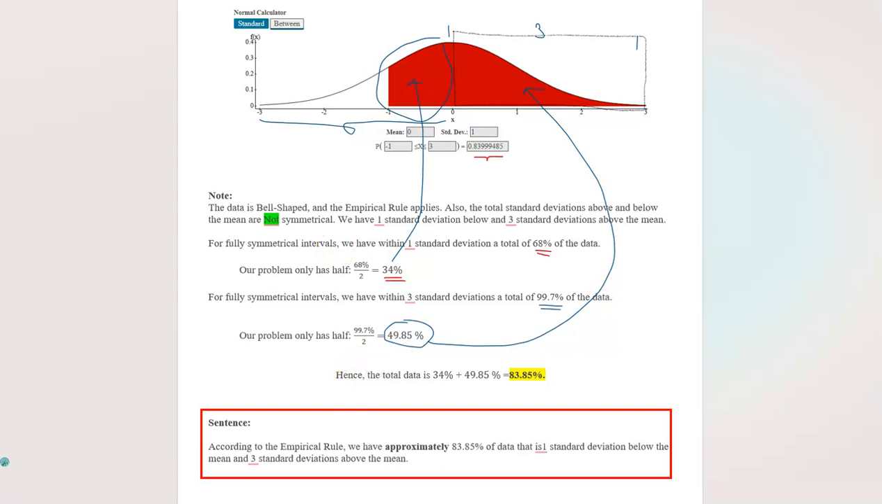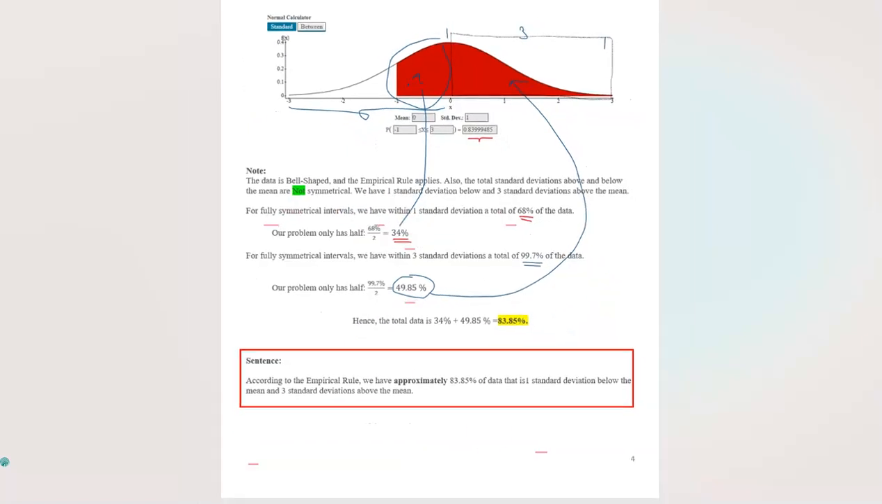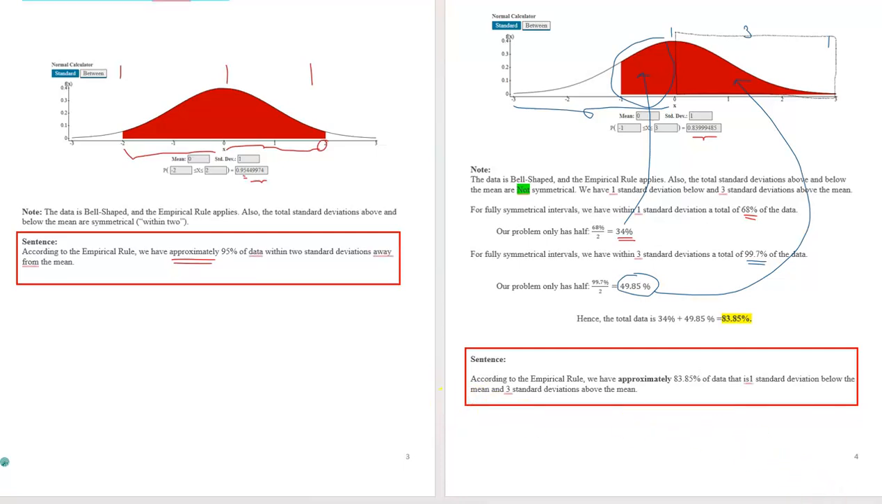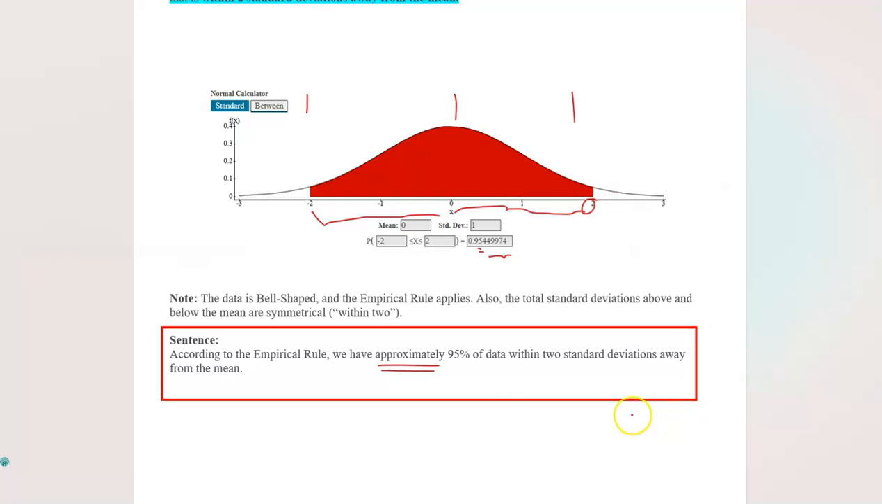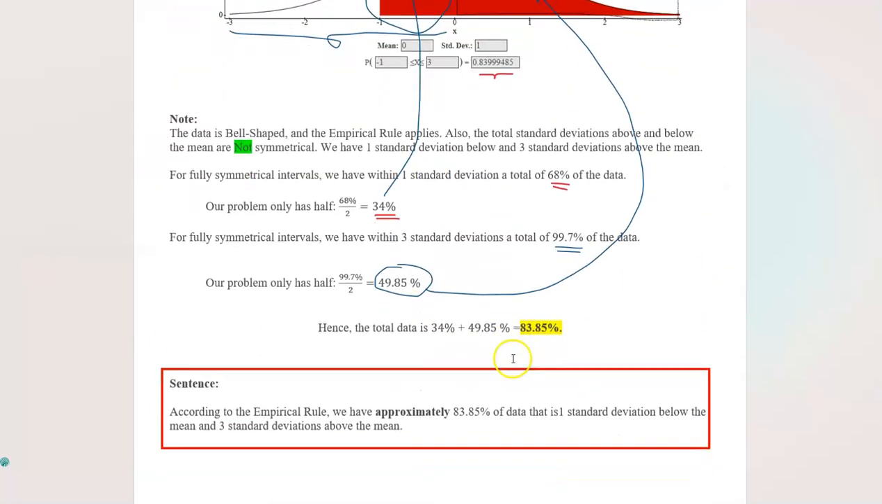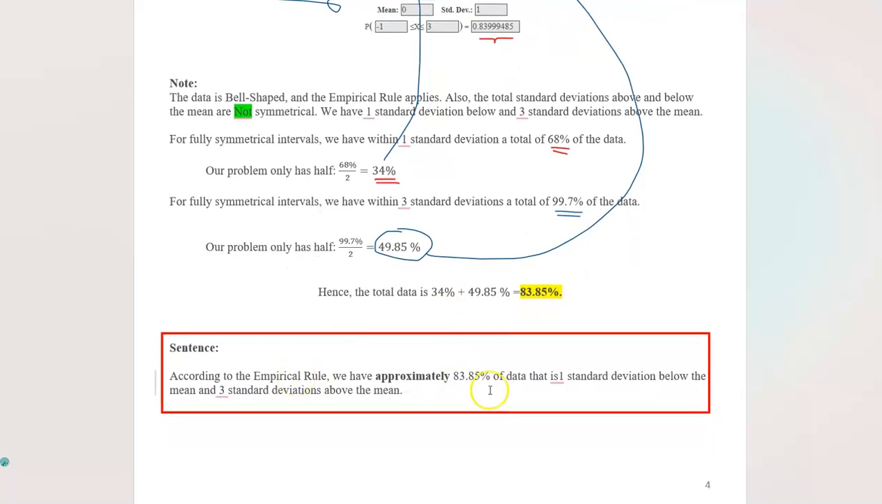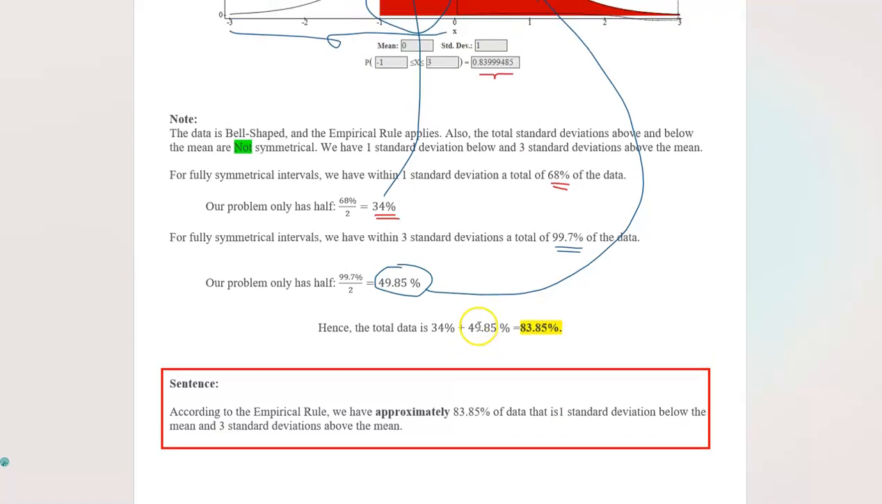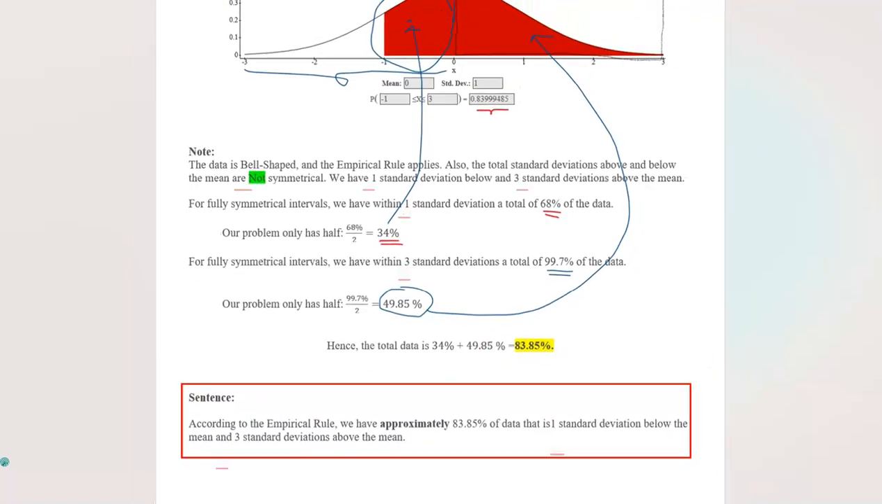And once again, your sentence has to state the approximate area, and then also the interval. So in this case, your interval is 1 standard deviation below and 3 standard deviations above, but they're not symmetrical.